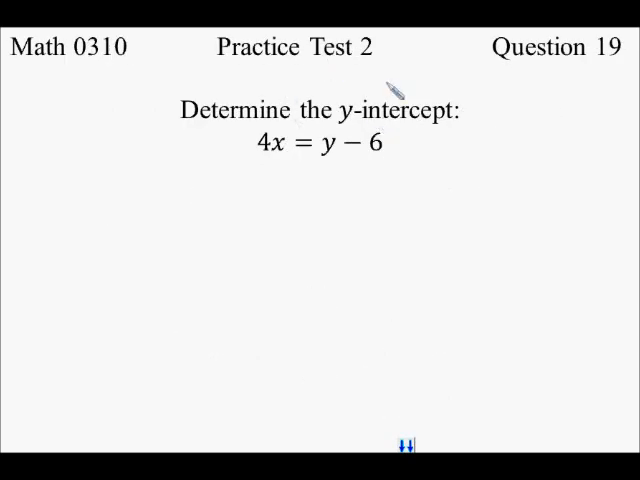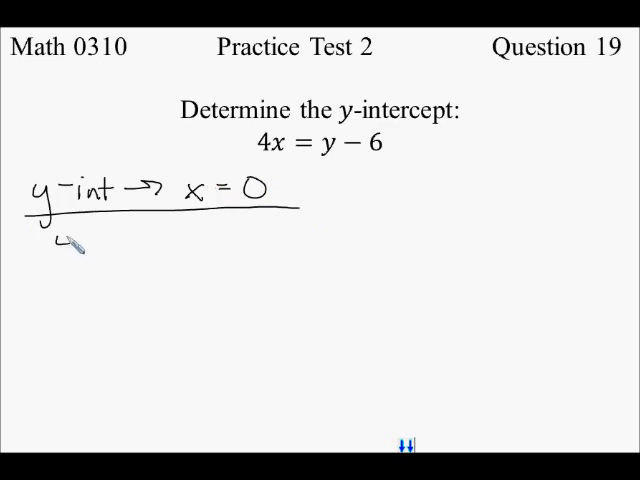Question 19, determine the y-intercept. So here we have 4x equals y minus 6. It's easy to find the y-intercept, and there are a couple of ways to do this. First way, remember for a y-intercept, that means the opposite variable is 0, so we could just plug in 0 for x. That would give us a y-intercept.